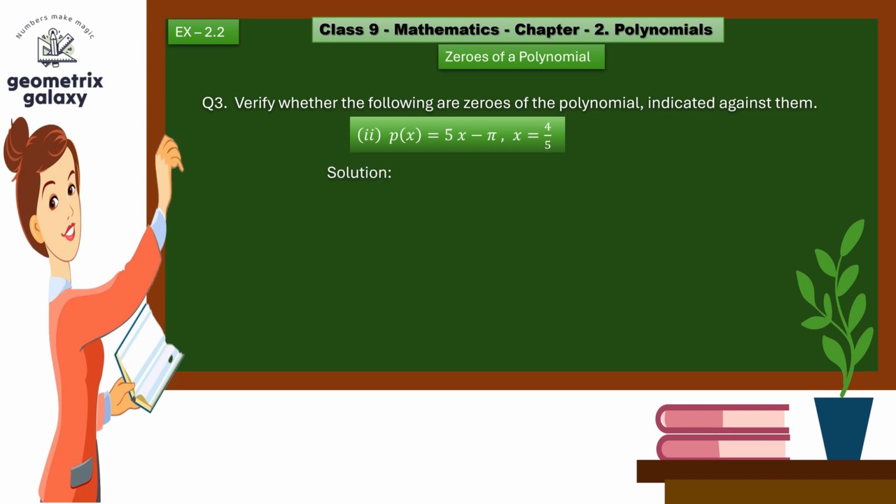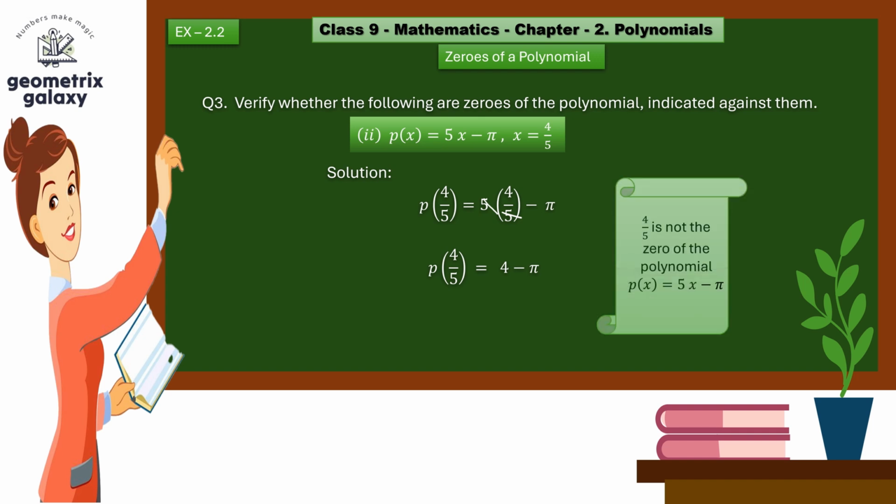Let us check now. P of 4 by 5 is equal to 5 into 4 by 5 minus pi. In the numerator and denominator, we have 5. 5 and 5 will get cancelled. So we will be left with 4 minus pi. So the value of p of 4 by 5 is not equal to 0. Therefore, 4 by 5 is not the zero of the polynomial p of x is equal to 5x minus pi.